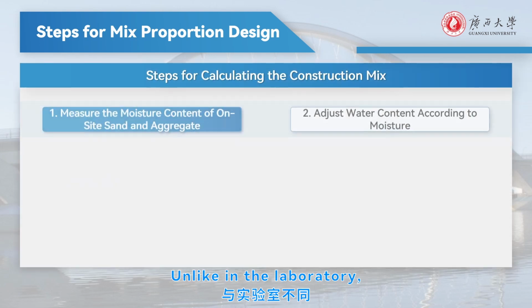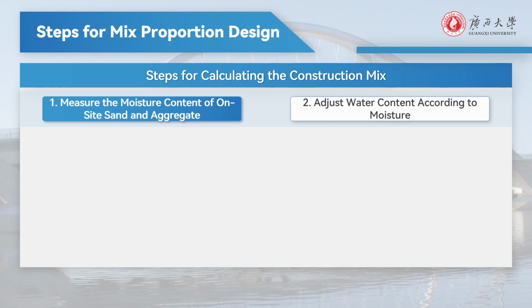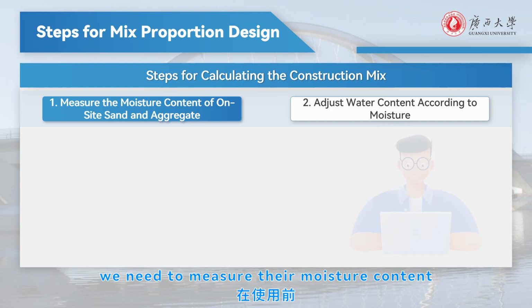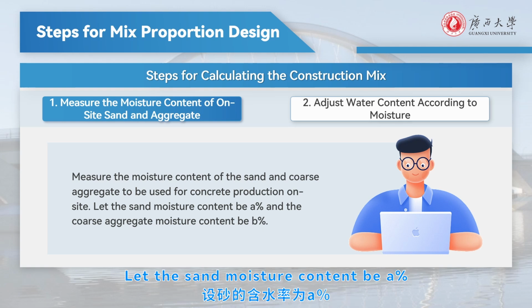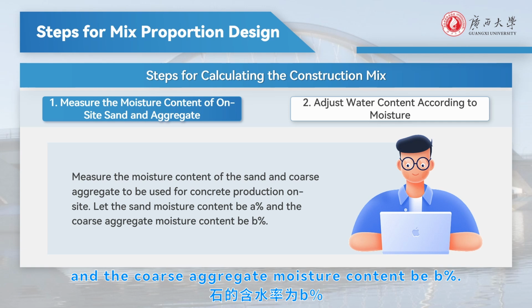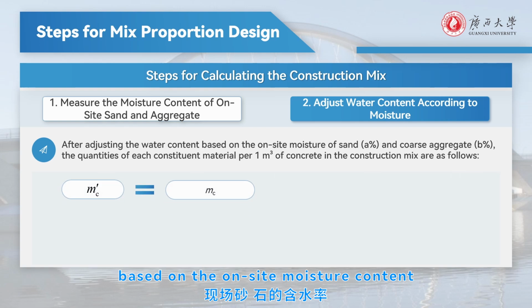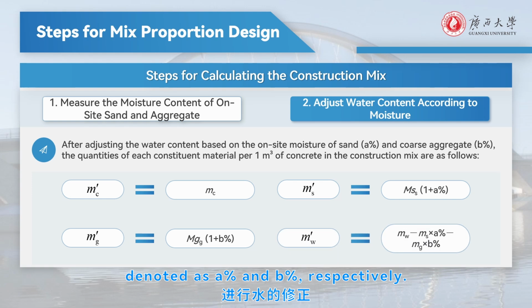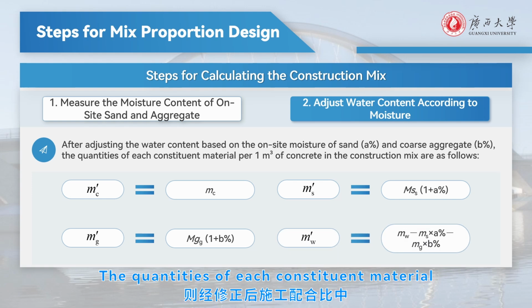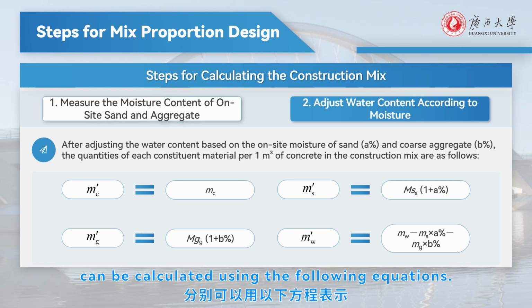Unlike in the laboratory, there are also corresponding calculation methods for use on construction sites. First, since the sources of sand and coarse aggregate vary by location, we need to measure their moisture content before use. Let the sand moisture content be A% and the coarse aggregate moisture content be B%. Adjust the water content based on the on-site moisture content of the sand and aggregate, denoted as A% and B%, respectively. The quantities of each constituent material per cubic meter of concrete in the adjusted field mix can be calculated using the following equations.